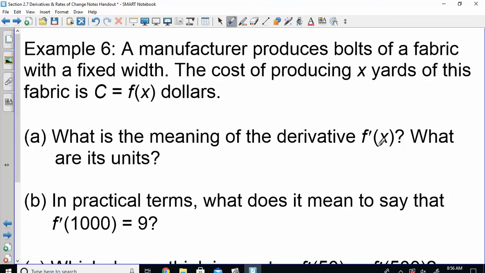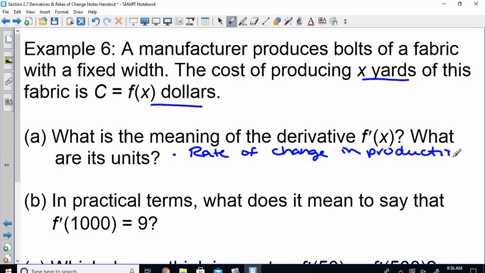So, a derivative is a rate of change. Think Y over X. Y was the dollars, X was the yards. So this is the rate of change in production. It's telling me how it's changing. So the units, Y over X, would be dollars per yard. So it's basically saying, if I add another yard, how much more is it going to cost me to do that? How is my cost changing?